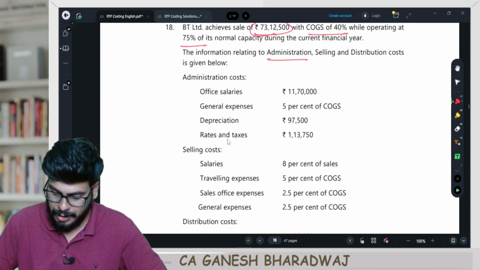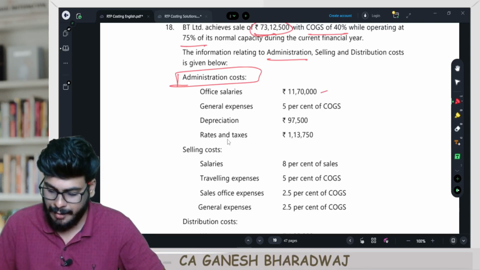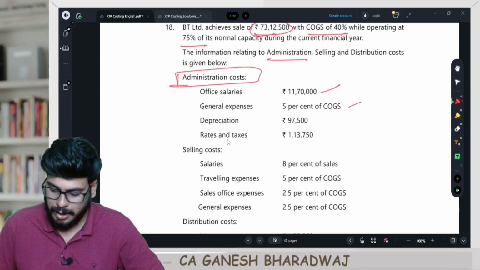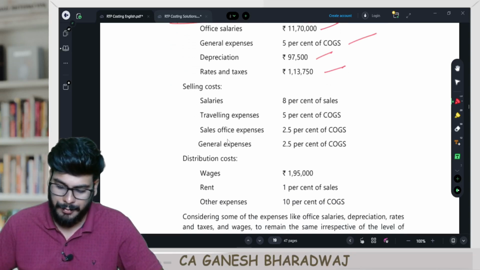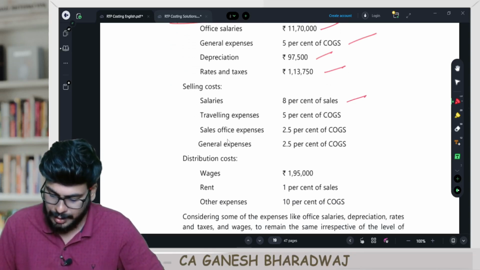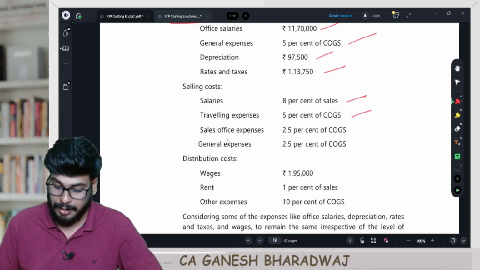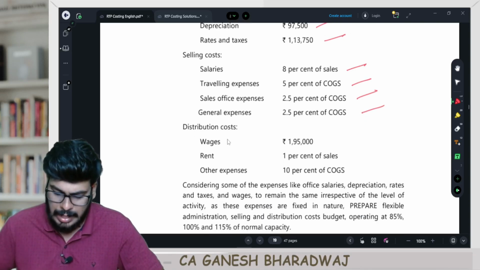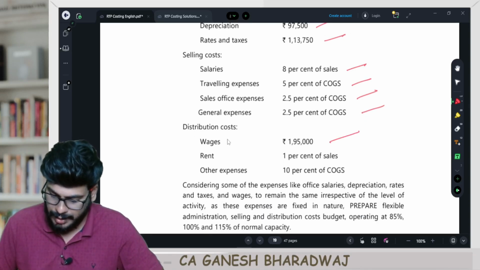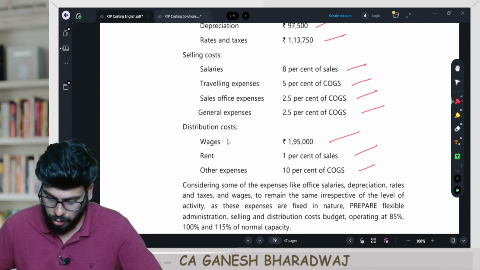Admin costs, office salary. So under admin costs, there are different line items of expenses. Office salary is 11 lakh 70,000. General expenses is 5% of COGS. Depreciation is 97,500. Rates and taxes is 1,13,750. Similarly, for selling costs, salaries is 8% of sales. Traveling expenses 5% of COGS. Sales office expenses is 2.5% of COGS. General expenses is 2.5% of COGS. Similarly, distribution cost, wages 1,95,000. Rent 1% on sales. And other expenses is going to be 10% on COGS.